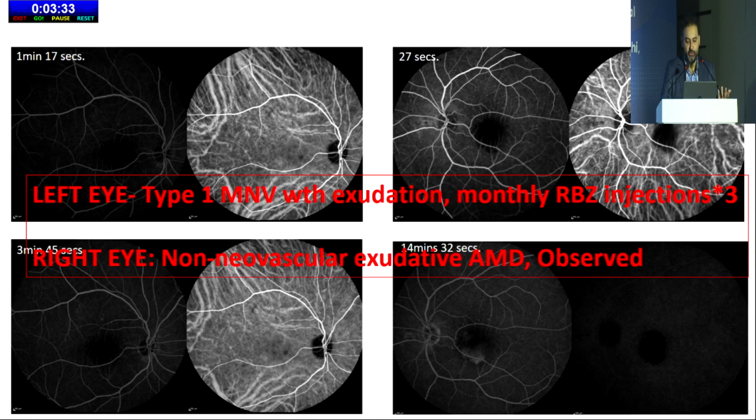and I'd say a type, occult kind of staining on FA. The left eye was diagnosed to have a type 1 MNV exudation, and was treated at that point in time with ranibizumab injections monthly times 3. The right eye, retrospectively, was diagnosed to have subretinal fluid with no membrane detected on FA and ICG, so it was non-neovascular exudative AMD and was observed.